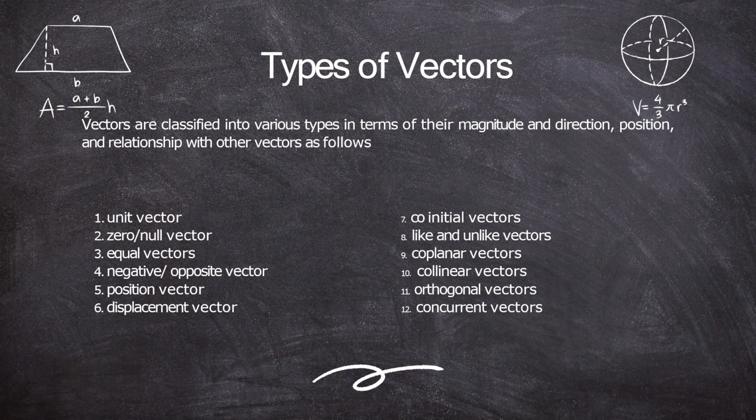It is very important. See, the initial 6 are about each vector's character, but the remaining 6, from 7 to 12, are a comparison between vectors. So it is important that you know the meaning of them.